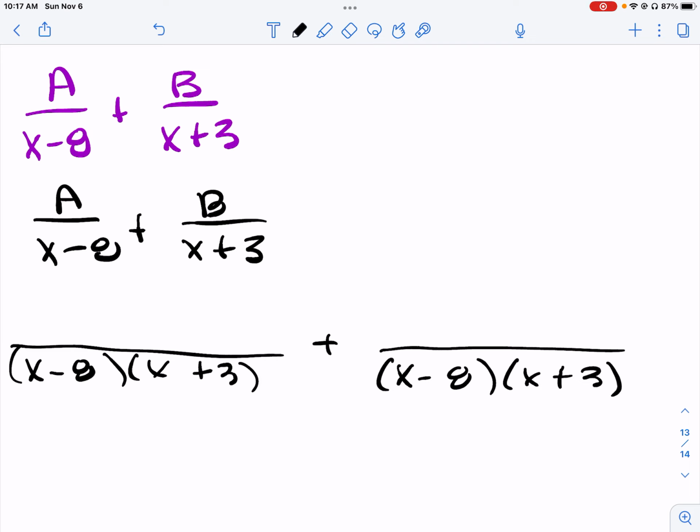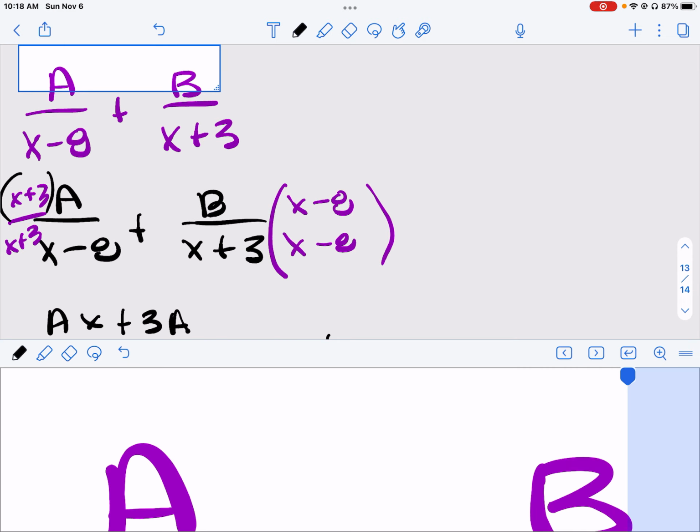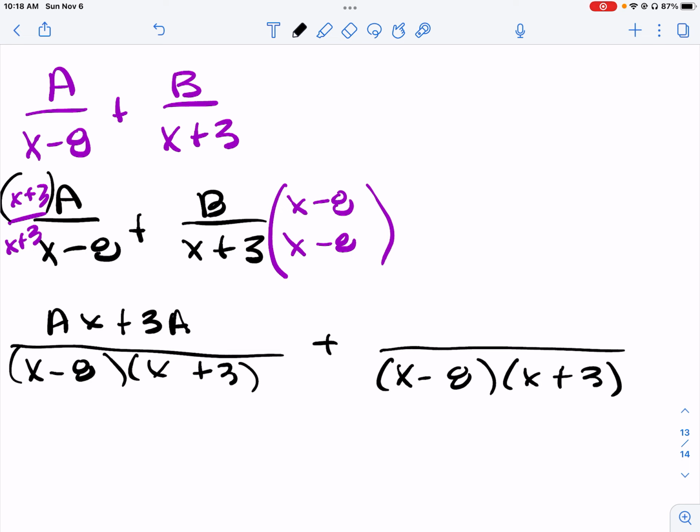Okay, so on the left, it needs x plus 3 multiplied in. On the right, it already had plus 3, so it needs x minus 8 multiplied in. Okay, so I'm going to distribute that A times the x plus 3 and distribute that B times the x minus 8.